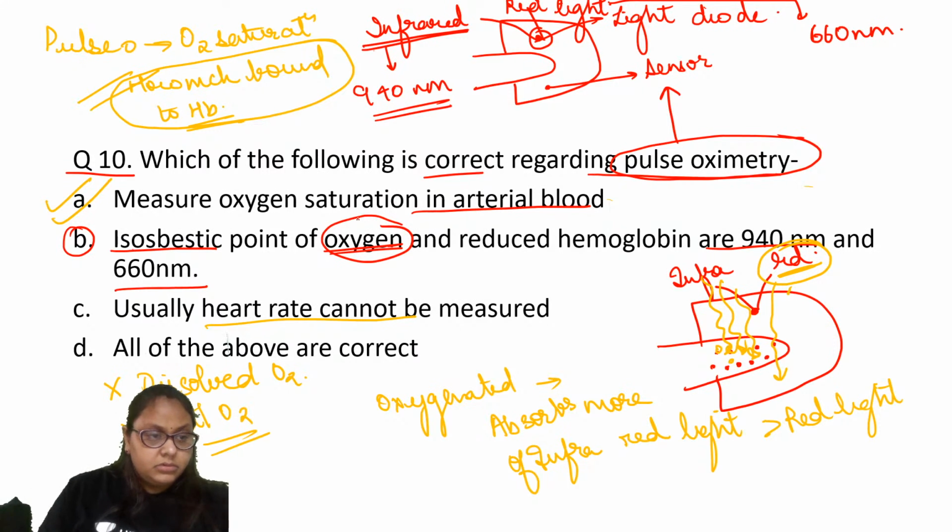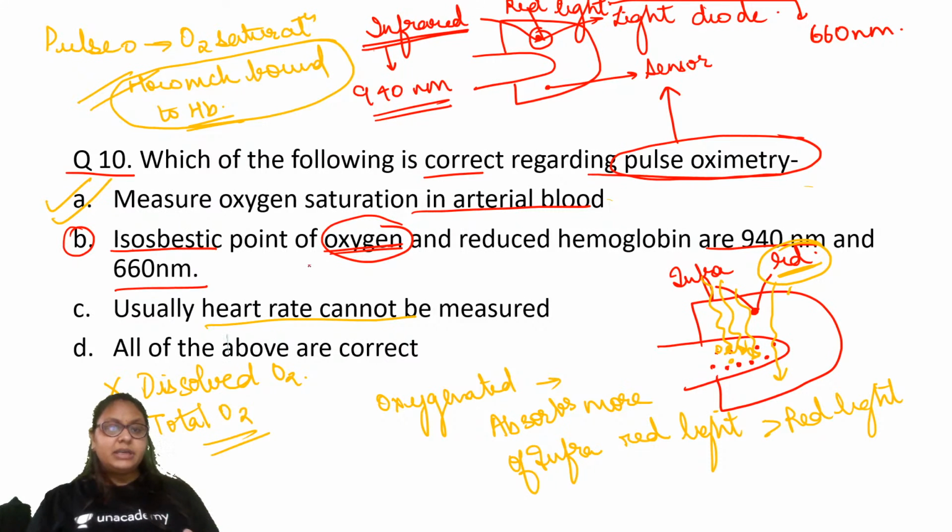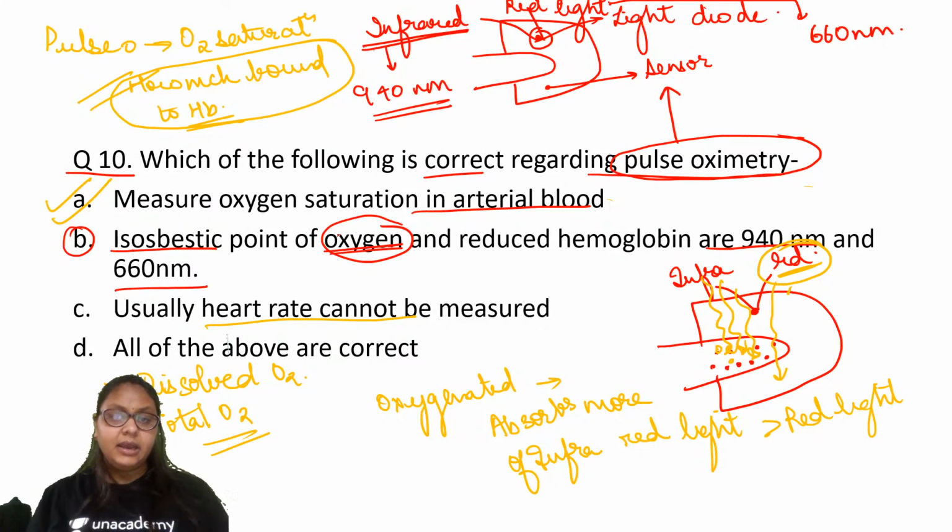Dr. Kunal, guys, it is reverse, right? The wavelength of light for the oxygen, for the red light, is 660, and for the infrared, it is 940, and therefore the answer for this should be A. In B it is the opposite. For oxygen it is 660 and for the hemoglobin it is 940. Read the option carefully.